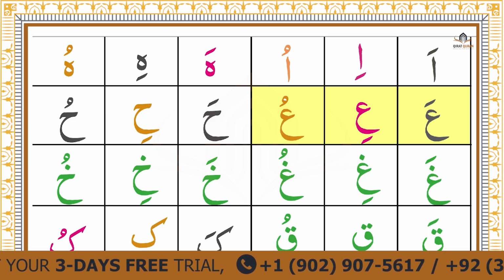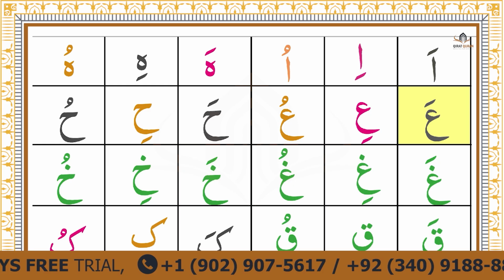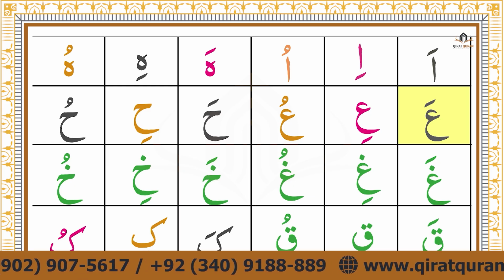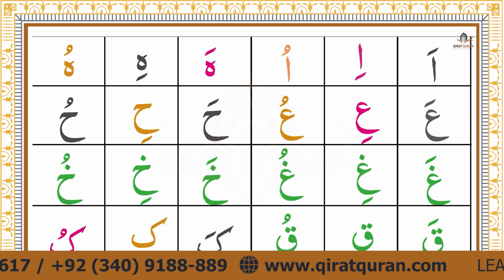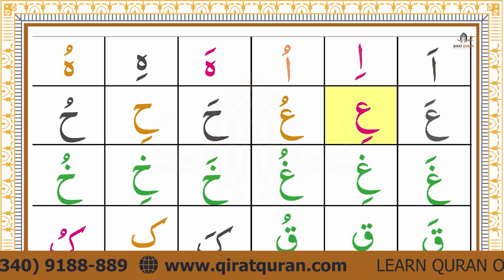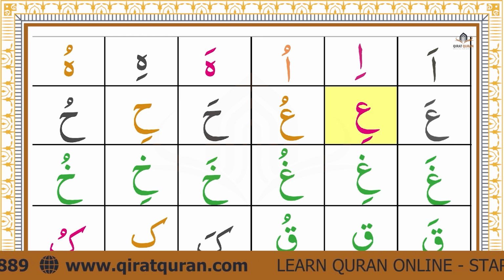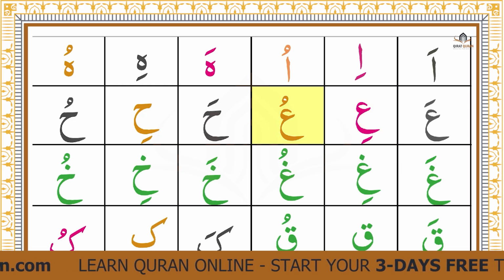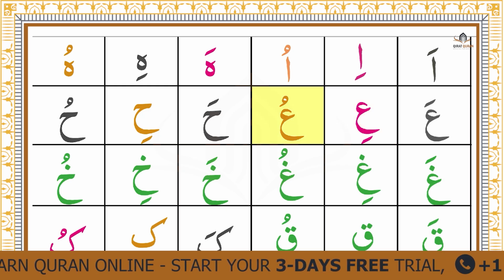So when Ain has Fatha on the top of it, the sound will be A. And when Ain has Kasra at the bottom, the sound will be I. And then when Ain has Dhamma on the top, the sound will be U.